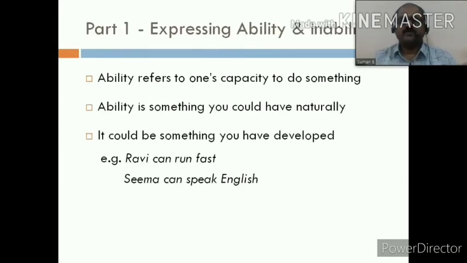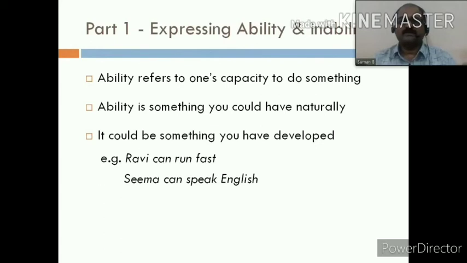So first, we look at expressing abilities and inabilities. Both are related to each other and equally important. As all of us know, this is one of the most basic functions that we use on a regular basis. Even children who are beginning to speak English may need to express various abilities and inabilities of theirs. So this is a very important and basic function.